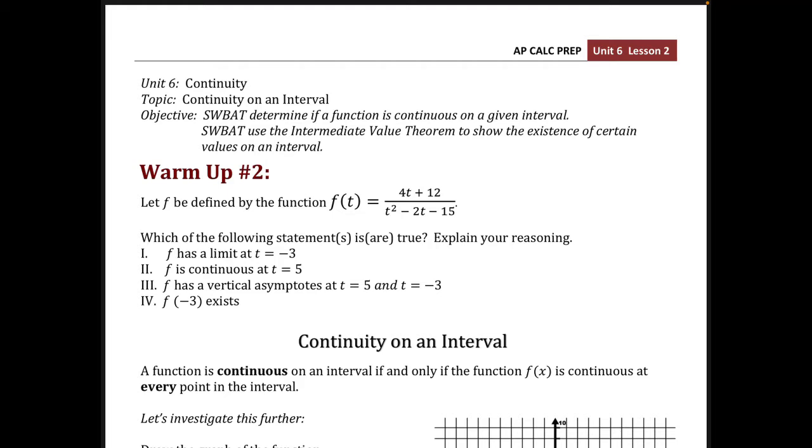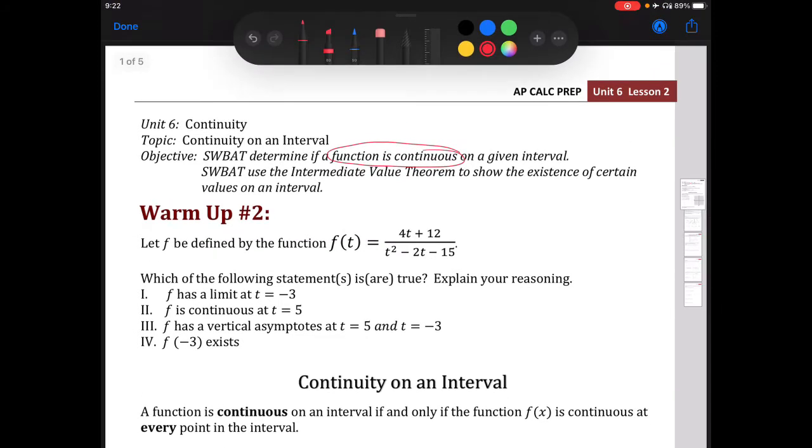Today we are going to be doing continuity on an interval. Our objective is to determine if a function is continuous. We're also going to talk about the Intermediate Value Theorem and show the existence of certain values on an interval. So there are two things that we are going to target today. Pause the video and try the warm-up.